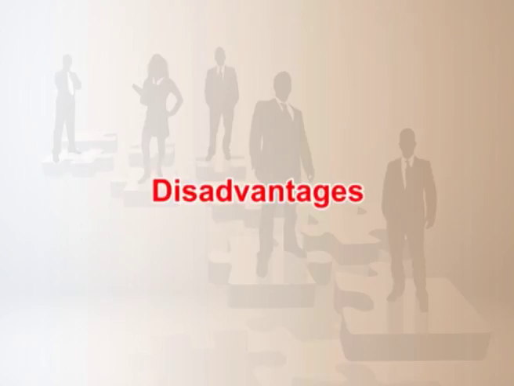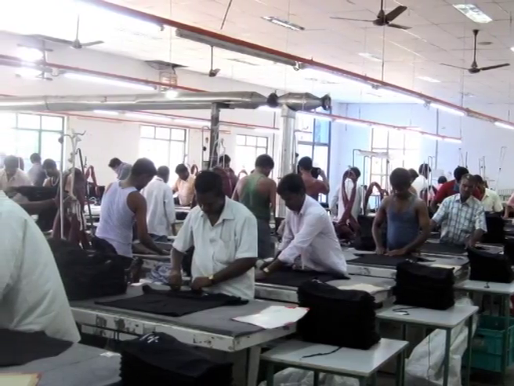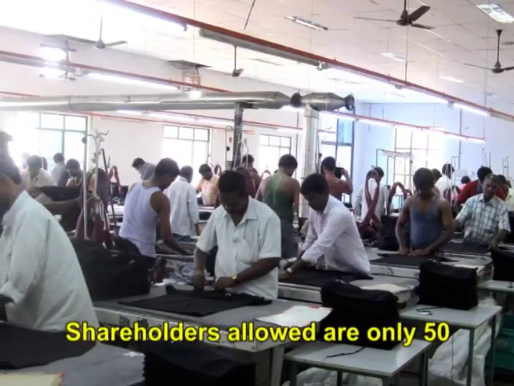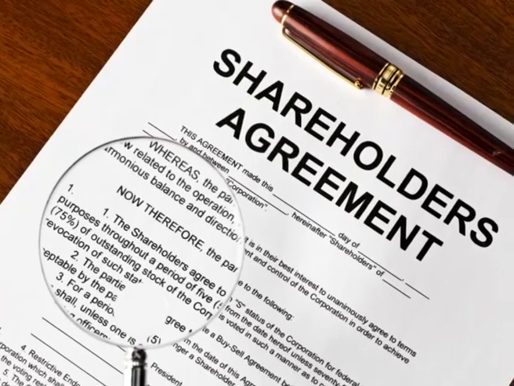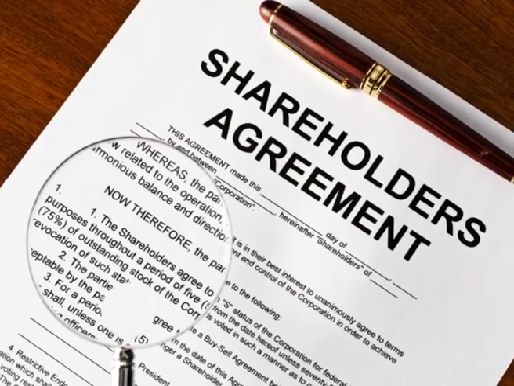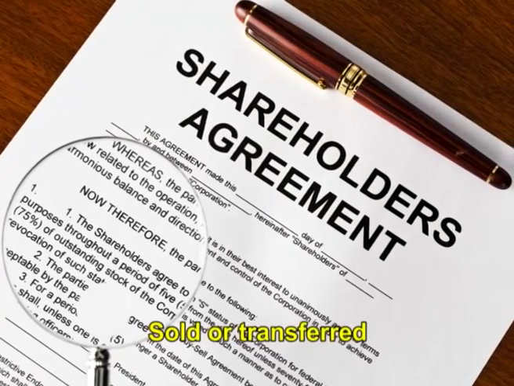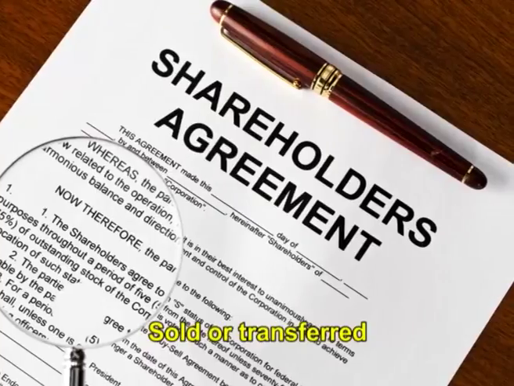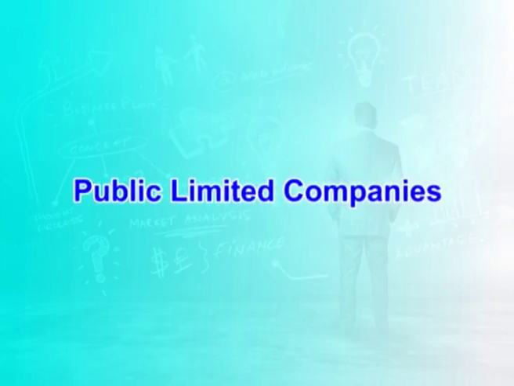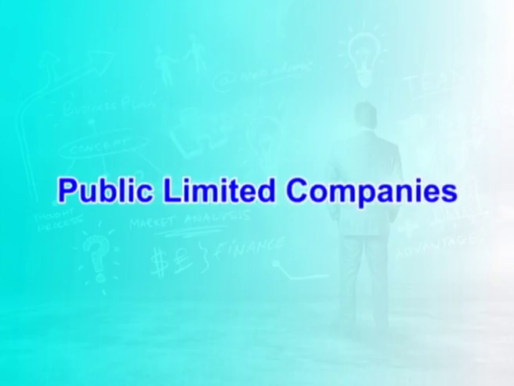What are the disadvantages? Growth may be limited because the maximum shareholders allowed are only 50. The shares in a private limited company cannot be sold or transferred to anyone else without the agreement of other shareholders. Public limited companies is another form of organization which we want to discuss now.